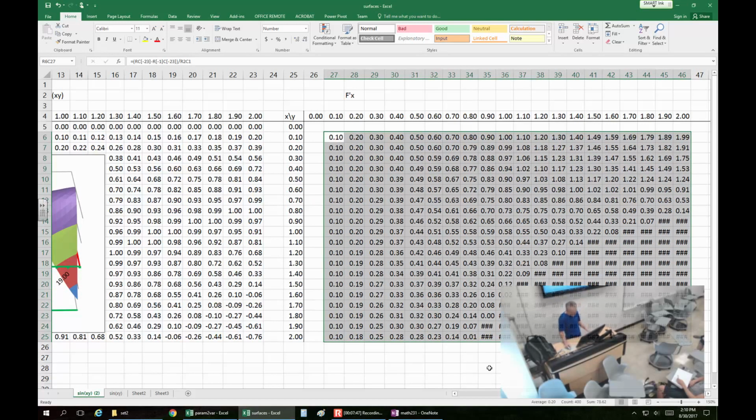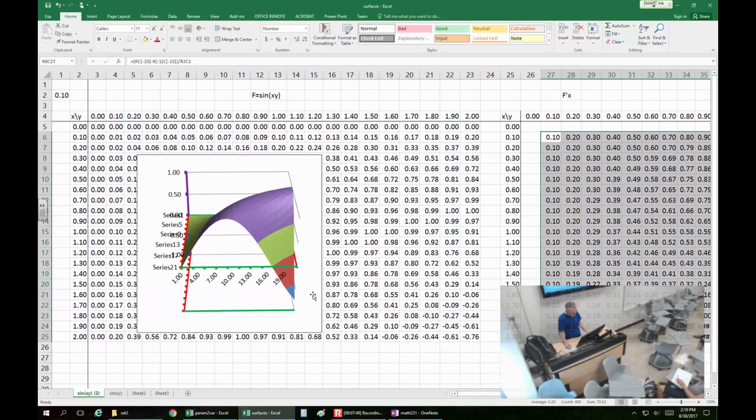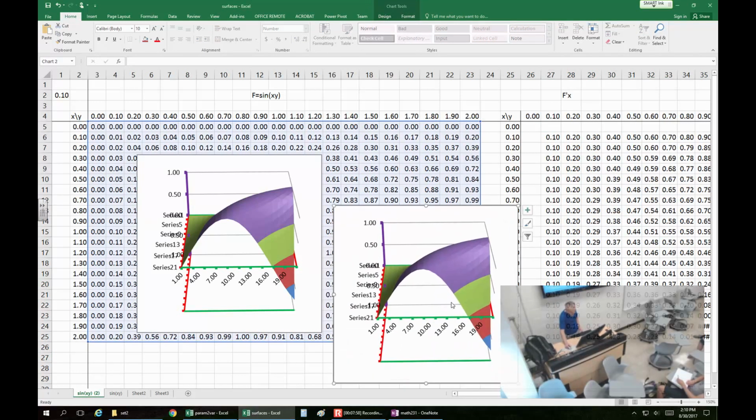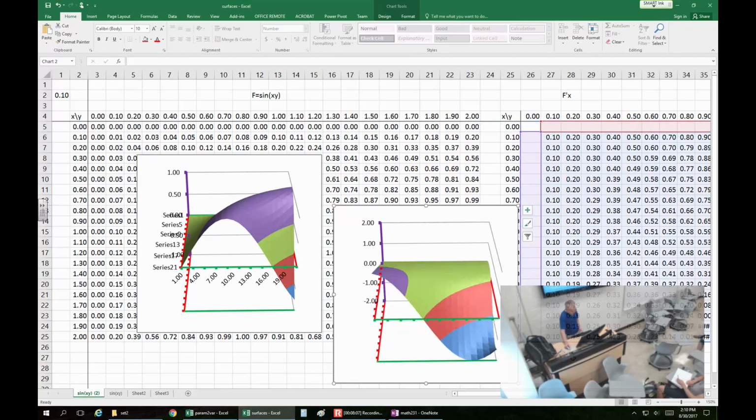Okay, let's see what it looks like. So just take this one and put it here somewhere. Okay, so now I have to choose the data correctly, like this. Okay, that is the partial derivative. Okay, let's confirm that it makes sense.